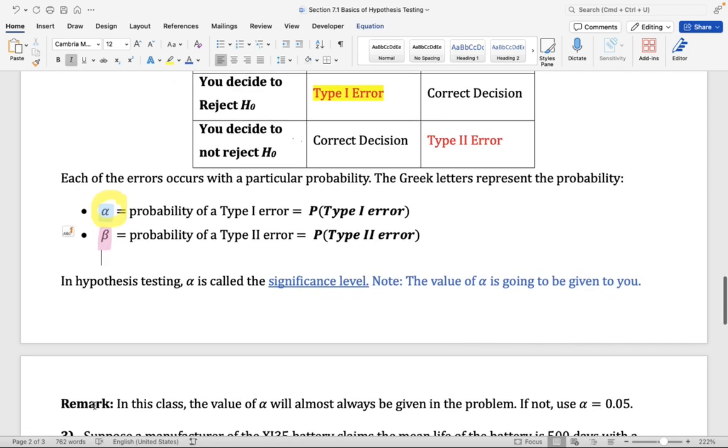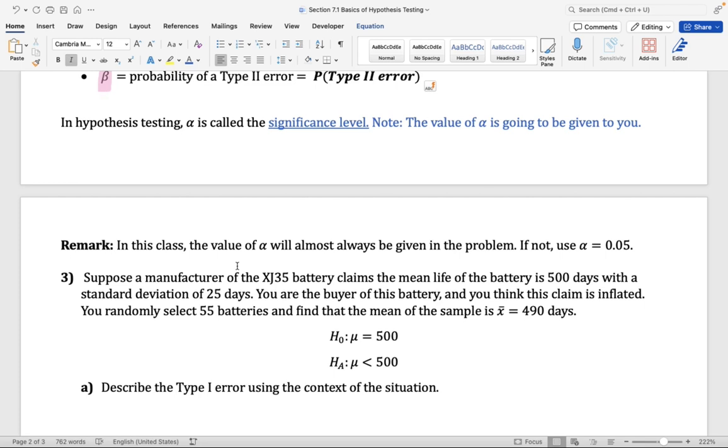I see a remark here. It went on to the next page. In this class, the value of alpha is always going to be given to you in the problem. If the alpha value is not given to you, then you're going to use alpha equal to 0.05. This is a big remark that we need to keep in mind.